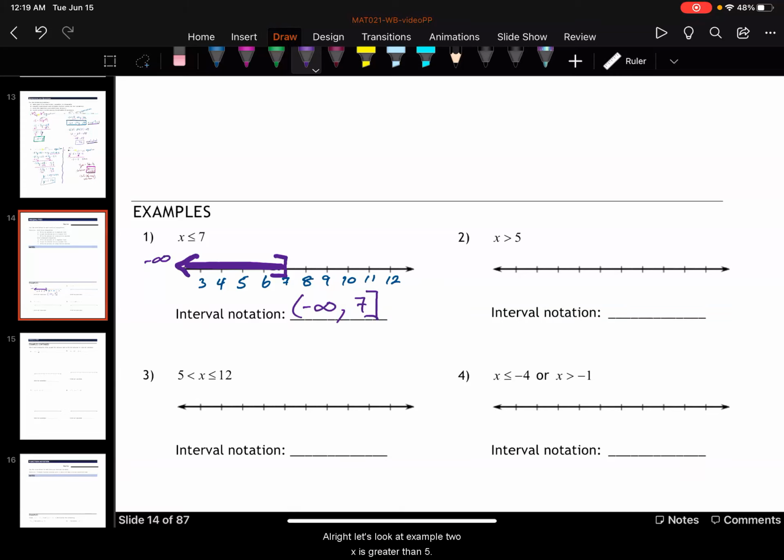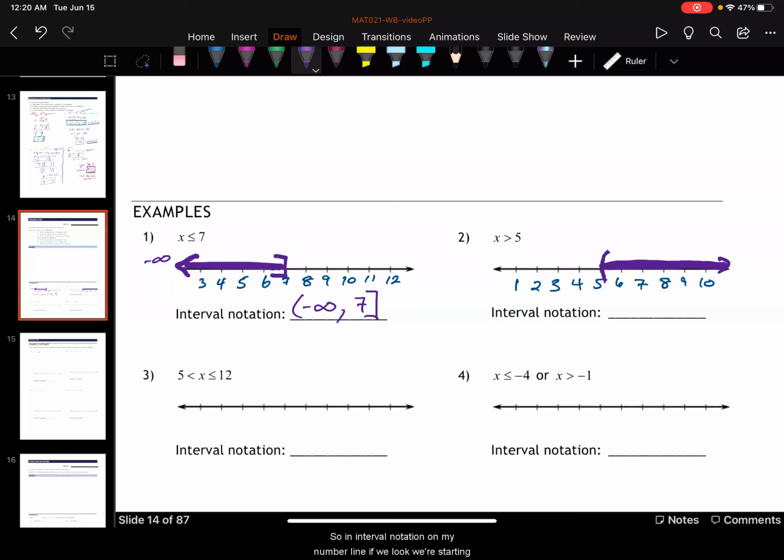All right, let's look at example 2. X is greater than 5. Since there is no equal to, this would get a parenthesis. Okay, so again, on my number line, I'm just going to put 5 there in the middle, and fill in. All right, so since we're talking about greater than 5, we would be talking about going to the right. And again, like I said, we would have a parenthesis facing that direction, facing the right-hand side.